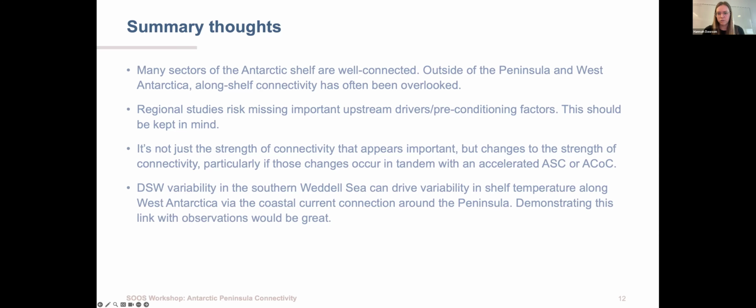And while we absolutely need regional studies, and they're not going anywhere, I just think that this does need to be kept in mind. And also I don't think it's necessarily just the strength of connectivity that is important, but changes to that connectivity over time that can result in this downstream variability, particularly if that change is occurring in tandem with an acceleration of either the slope current or the coastal current. And yeah, the modelling studies suggest that dense shelf water variability in southern Weddell Sea can remotely drive this shelf temperature variability in West Antarctica via this coastal current connection. Demonstrating this link or not demonstrating it with observations would be, I think, great or interesting at least to explore.